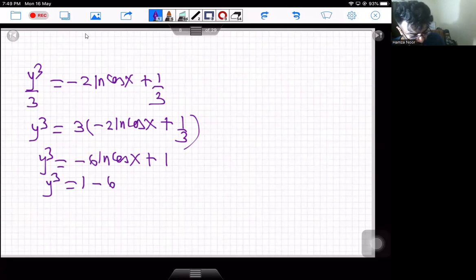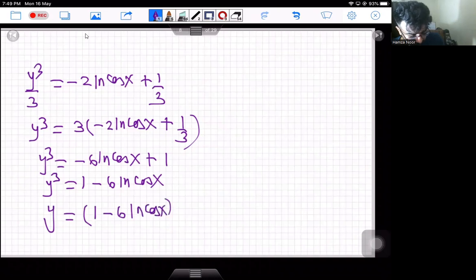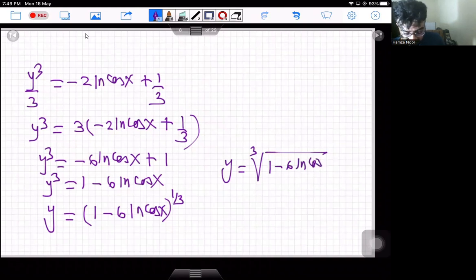Therefore, when y is made the subject, y equals 1 minus 6 ln cos x, the whole thing raised to the power 1 over 3. Or you can write y equals the cube root of 1 minus 6 ln cos x. This is supposed to be your final answer to question number 7, part B. Both forms are acceptable.